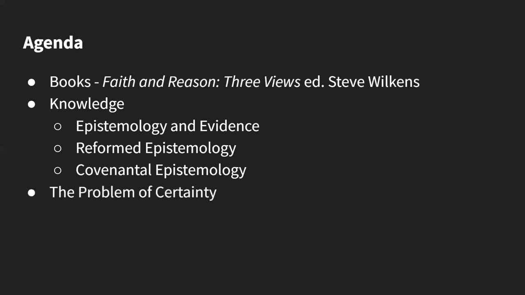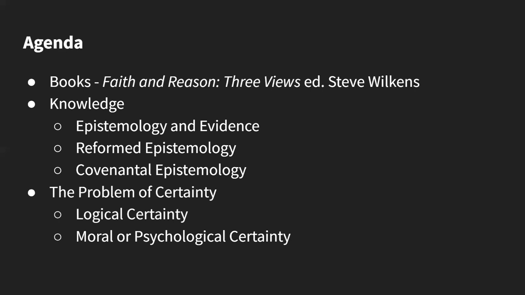And then we're going to talk about the problem of certainty. We're going to talk about two types of certainty: logical certainty, as well as moral or psychological certainty, what the difference is between those, and how we can interact with those two different kinds of certainty. And then lastly, we're going to talk about what certainty means for the practice of natural theology or apologetics. Do we have to be 100% logically certain of all of our arguments for the existence of God? Do we have to be 100% logically certain about our faith in God? Or is there some other way that we come to this idea of certainty? That's what we're going to talk about tonight. Should be an easy night.